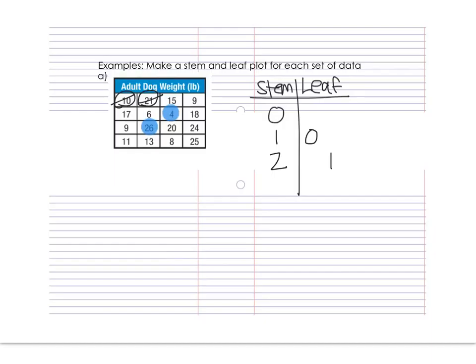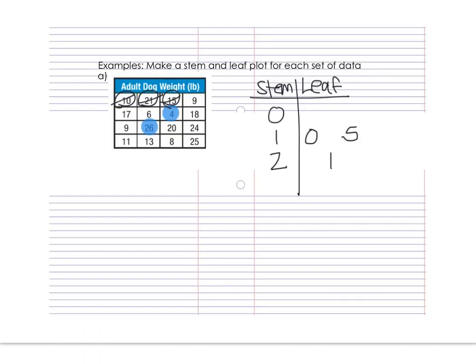15. This has a stem of 1 and the last digit is a 5, so that's my leaf. Now I'm going to leave some space here because our leaves need to go in order from smallest to biggest. So I might have some numbers in between 0 and 5 here, so that's why I'm leaving some space there.